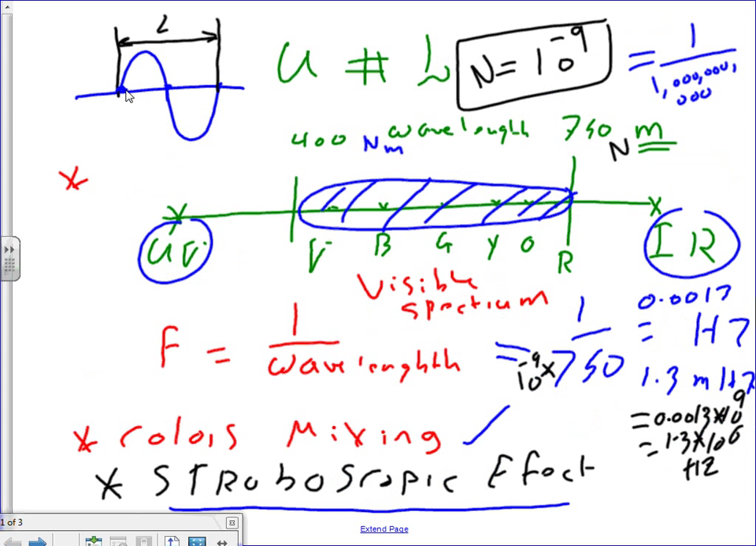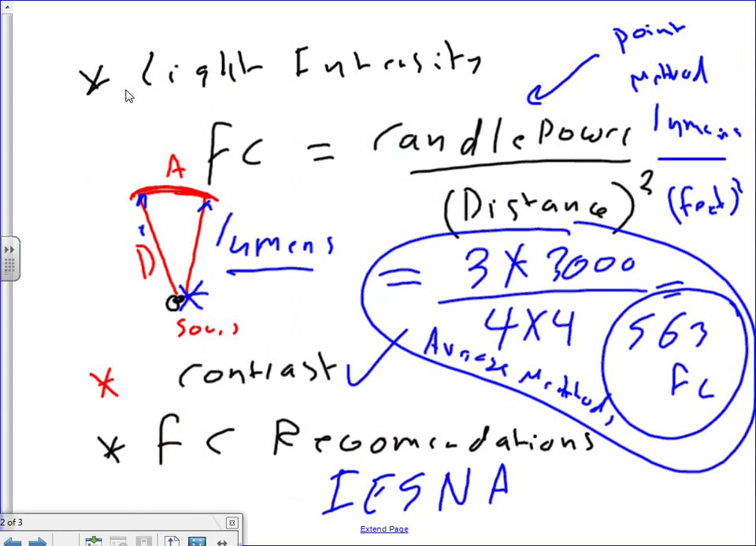Okay, so these are the concepts I would like you to go over: visible spectrum, frequency, wavelength, color mixing, and the stroboscopic effect. These are the major things. The second thing I would like you to do is go to page 5. The book doesn't have these pictures, so please go to page 5.